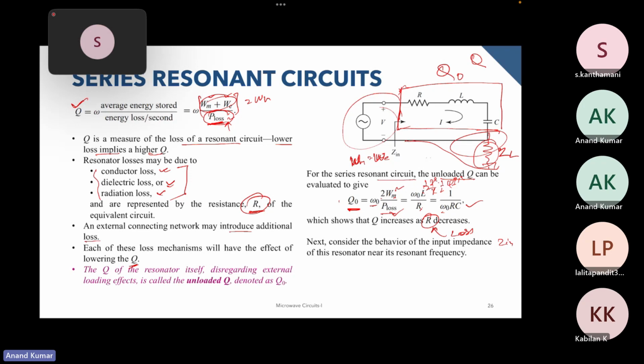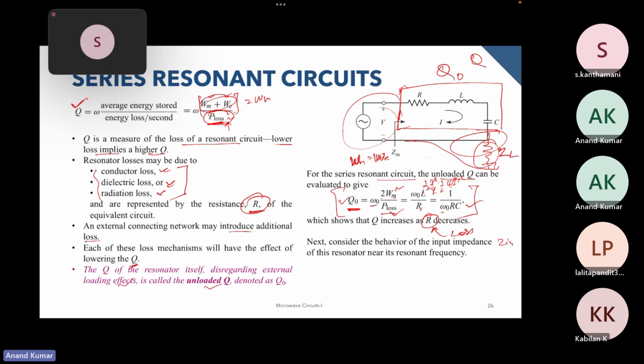Okay, so we just looked at the quality factor. If you have any loading effects, that is, any load attached to it, the total Q is called the loaded Q. Or if you are just looking at the particular resonator circuit, its Q is called the unloaded Q, and the expression for the unloaded Q is given over here.